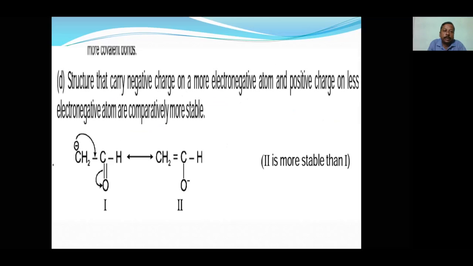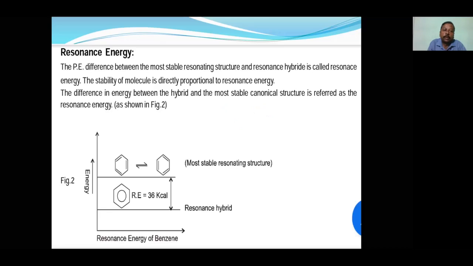Next, the structure that carries negative charge on the most electronegative atom and positive charge on the less electronegative atom is comparatively stable. Here we have two atoms, carbon and oxygen. Oxygen is more electronegative. In whichever structure the negative charge is on oxygen and positive on carbon, it will be stable. So here the negative charge is on carbon, so it is unstable. Here the negative charge is on oxygen, so it is more stable. If charge is a must, we will try to accommodate the negative charge on the most electronegative atom and the positive charge on the less electronegative atom.